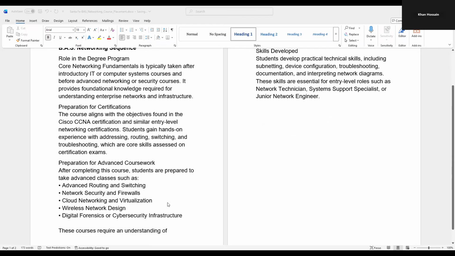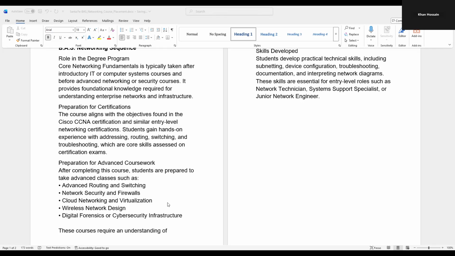Preparation for certification: this course aligns with the objectives found in the Cisco CCNA certification and similar entry-level network certifications. Students gain hands-on experience with addressing, routing, switching, and troubleshooting, which are core skills assessed on the certification exam.